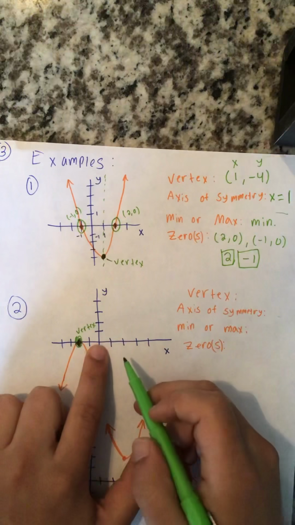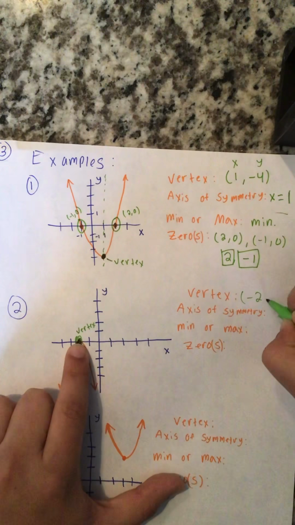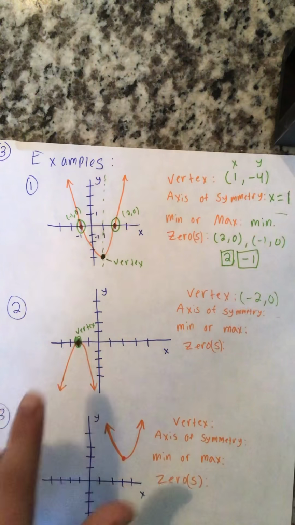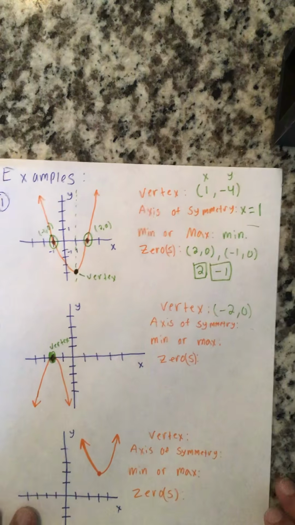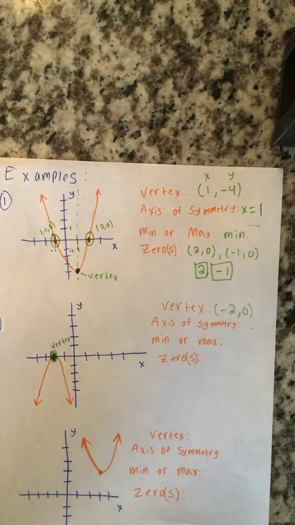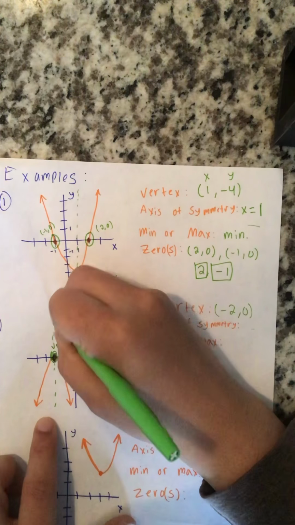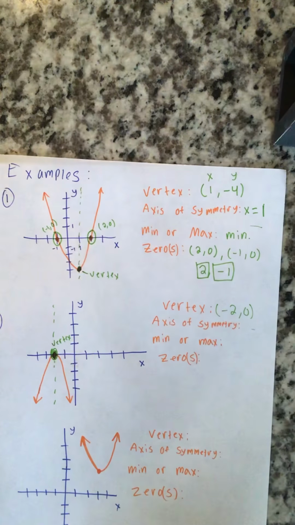So this point, we start at 0, 0, right? We go left 2, so -2, 0. That's it. That's my vertex, okay? Now we go to axis of symmetry, okay? So remember, it's that imaginary line that divides my parabola, okay?